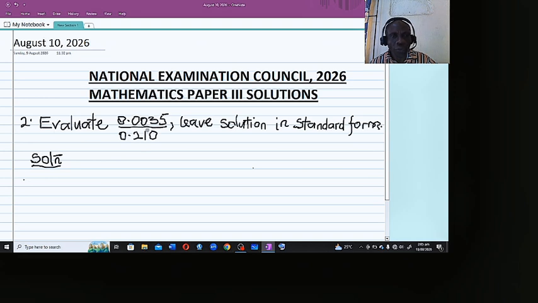Question number 2, we are asked to evaluate this and leave our answer in standard form. We should be able to write our result as something times 10 raised to a certain power. So how do we do that?